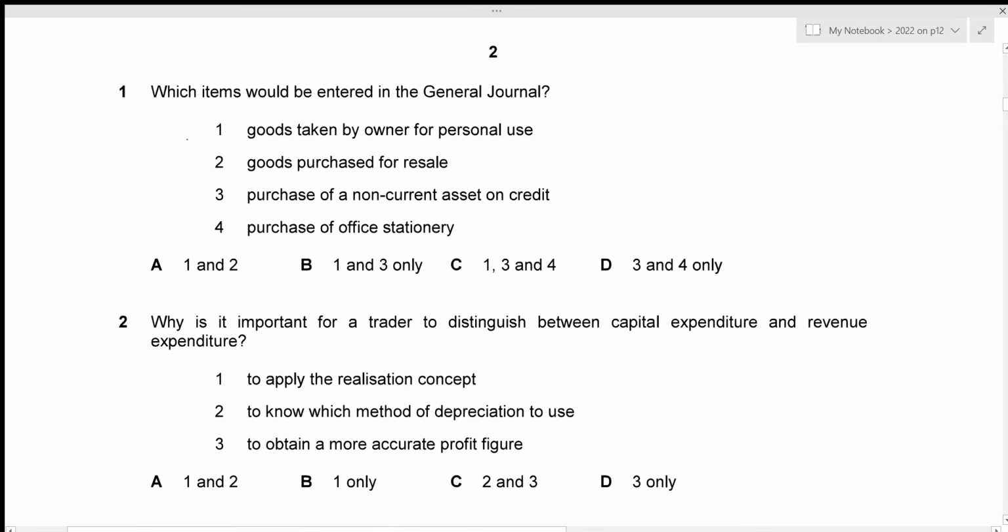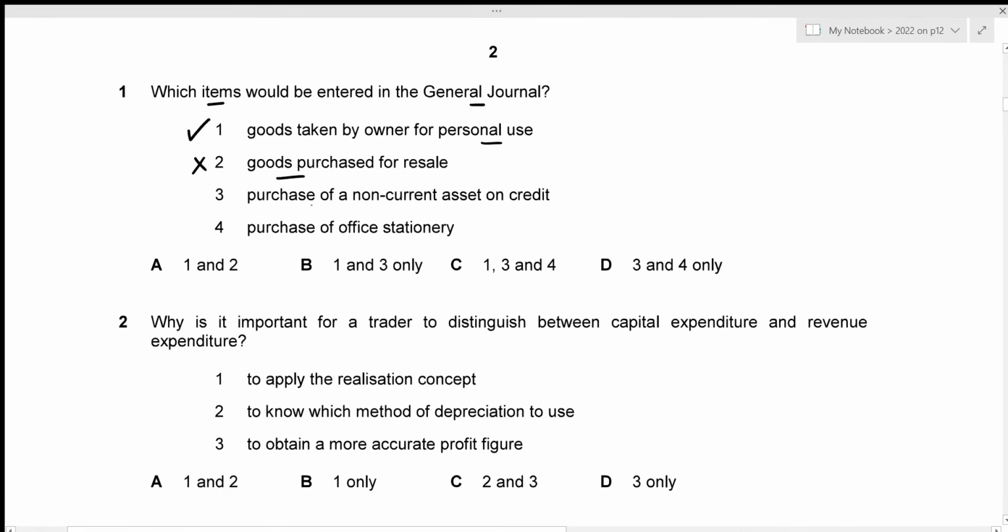For the first question, we need to figure out which items would be entered in the general journal. The first item is goods taken by owner for personal use. So this is basically drawings, and drawings are always entered in the general journal. So we should be including this item. The second one is goods purchased for resale. So this is the inventory purchased, and inventory purchase should always be recorded in our purchases journal and not the general journal. So we would not be including this item.